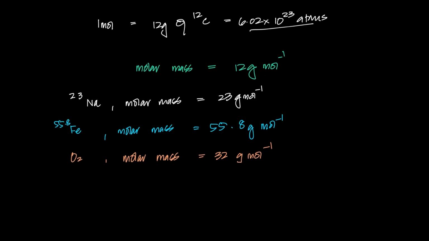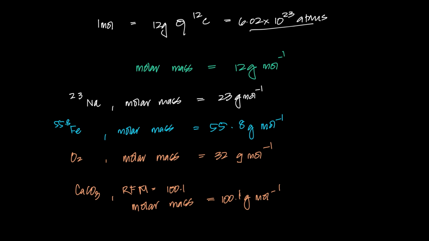For ionic compounds, it'll be formula units. So if I have calcium carbonate, it's basically its relative formula mass is 100.1. So therefore, its molar mass would be 100.1 grams per mole. So 1 mole of this compound will be 100.1 grams.